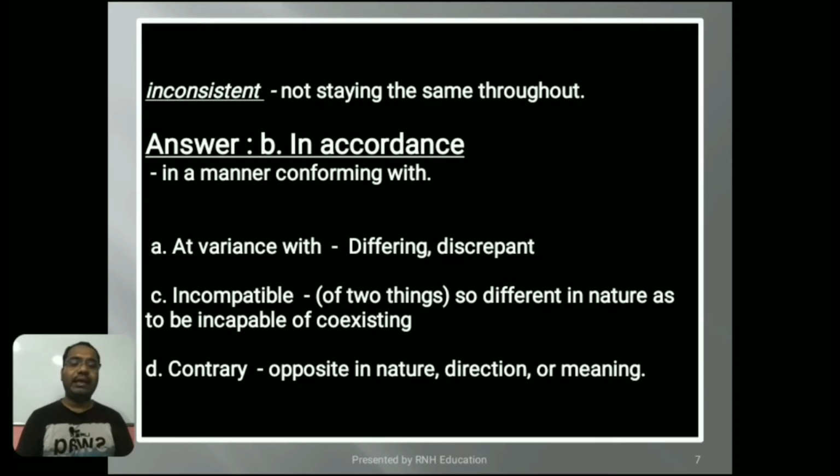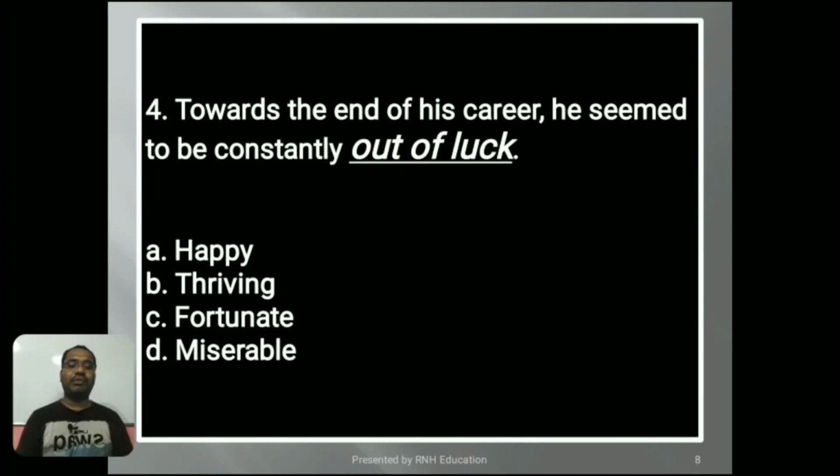The other 3 options were: A was at variance with, that means differing, discrepant. Option C was incompatible, that means of 2 things so different in nature as to be incapable of coexisting. And option D was contrary, that means opposite in nature, direction, or meaning. So the right answer should be option B, in accordance. Going to the next question, that is question number 4.